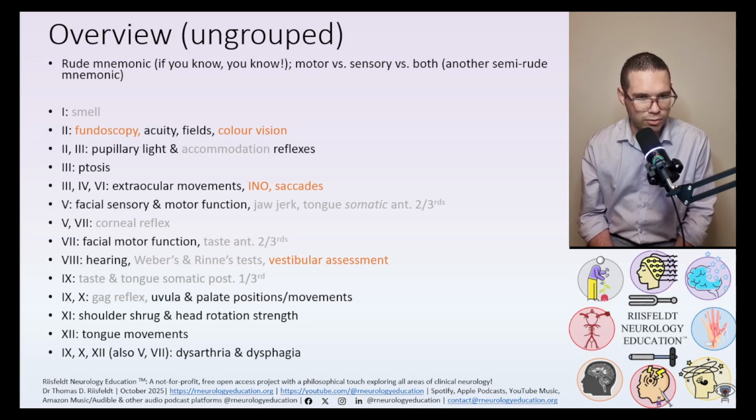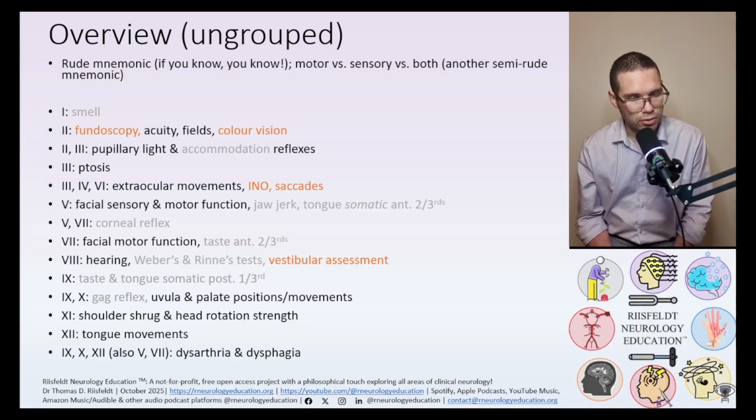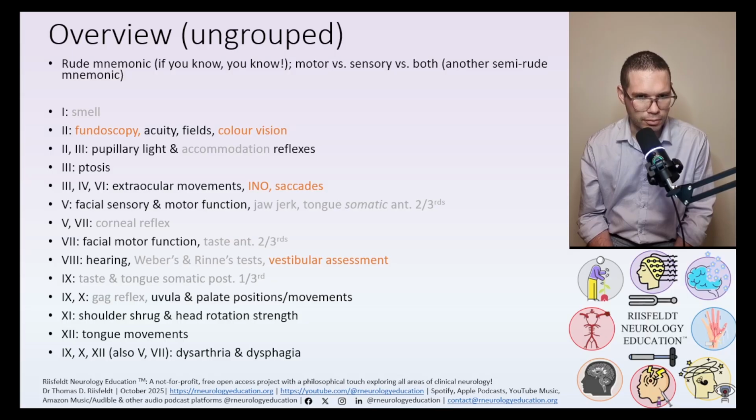And then a combination of the 9th, 10th, and 12th nerve, or the bulbar nerves, including the 11th nerve, which doesn't control this function I'm about to tell you. Also with a combination from the 5th and the 7th nerve is speaking and swallowing, so testing for dysarthria and dysphagia.